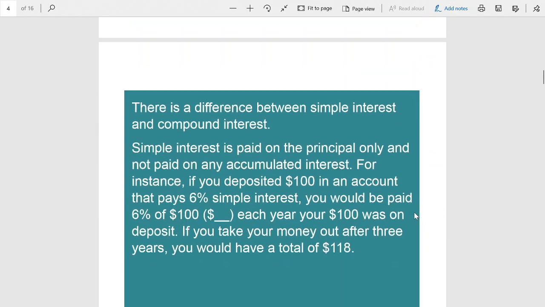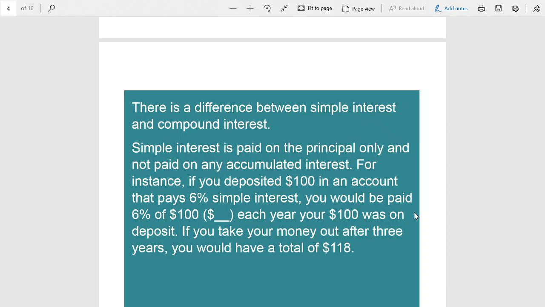So we have two different types of interest that could happen: simple interest and compound interest. Simple interest doesn't actually happen all that often. It's a very basic idea, but most people end up getting compound interest for those deposits that they make. So simple interest is paid on the principal only and not paid on any of the accumulated interest.